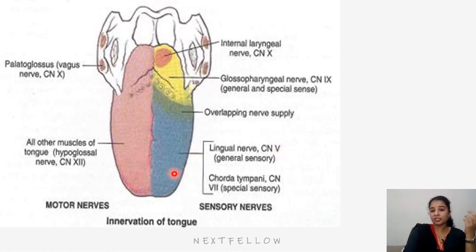Whereas the special sensory, meaning gustatory or taste sensation, is innervated by chorda tympani nerve, which is a branch of facial nerve. Chorda tympani nerve joins with the lingual to supply anterior 2/3 of the tongue. Posterior 1/3 of the tongue, general sensory and special sensory, both are by ninth cranial nerve, that is glossopharyngeal nerve. Glossopharyngeal nerve supplies general sensory, meaning exteroceptive senses like touch, pain, temperature, pressure, and special sensory, that is the taste sensation.